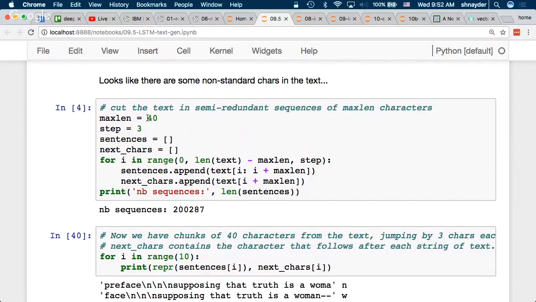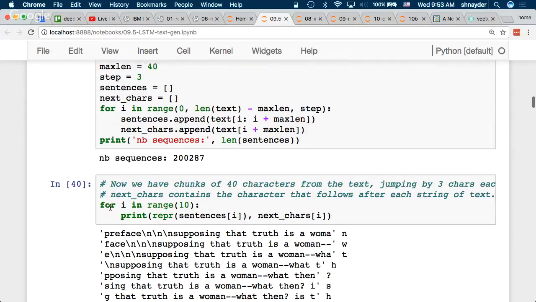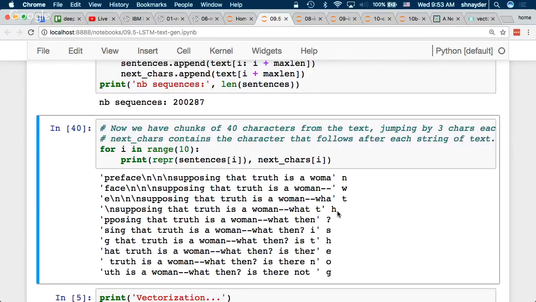We're going to do a sliding window thing to get training data. So again, we're trying to predict what the next character should be. The way we're going to make training data is we take sequences of length 40 as the input, and the next character as the output. So those are going to be XY pairs. We're just going to take steps of three characters at a time. So in the end, you get 200,000 or so sequences that look like this, right? Supposing that truth is a woman, the next character should be H. Is there not space? The next character should be G, et cetera. This is our training data.